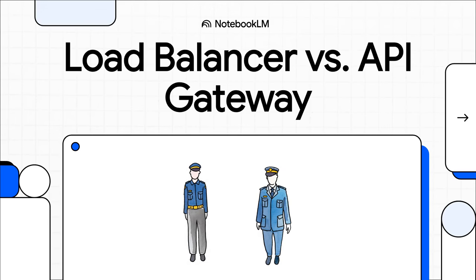Okay, so you've got these two things in system design, a load balancer and an API gateway. On the surface, they seem pretty similar, right? I mean, they both sit in front of your services and they both route traffic. So what's the actual difference? It's a really important question, and today we're going to break down these two unseen heroes of the web.